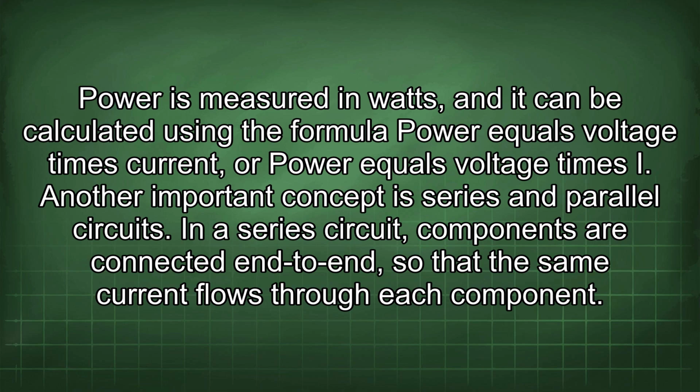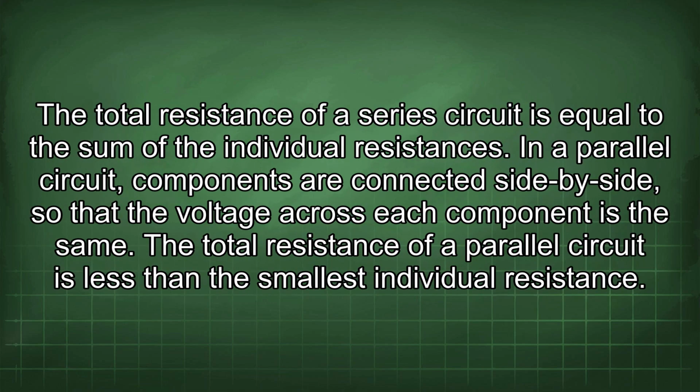In a series circuit, components are connected end to end, so that the same current flows through each component. The total resistance of a series circuit is equal to the sum of the individual resistances. In a parallel circuit, components are connected side by side so that the voltage across each component is the same. The total resistance of a parallel circuit is less than the smallest individual resistance.